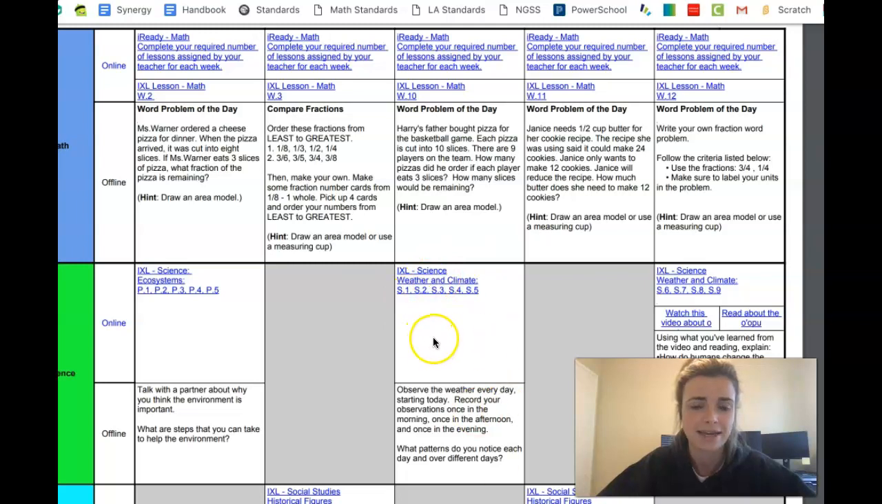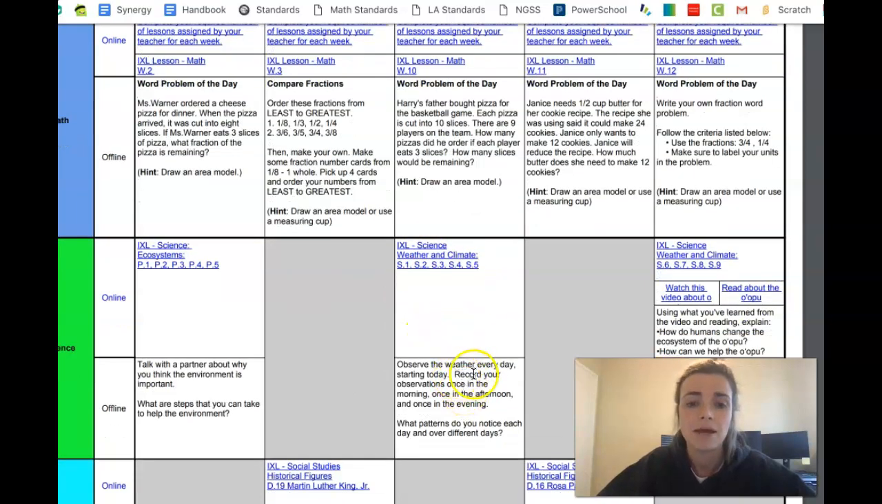So you can do the iExcel or observe the weather every day starting today. Record your observations once in the morning and once in the afternoon and once in the evening. What patterns did you notice each day and over different days? So because the day has already started, you can go look outside. Ellie and I went on a run this morning and it was beautiful. It was kind of chilly and kind of overcast. So you're just going to record it once in the morning, once in the afternoon, and once at nighttime.